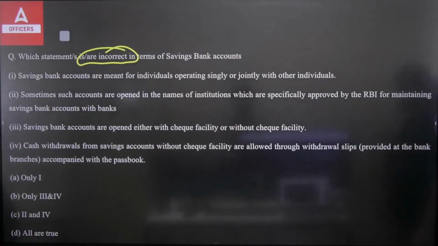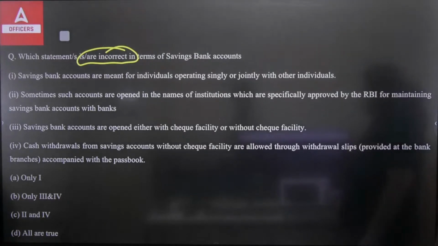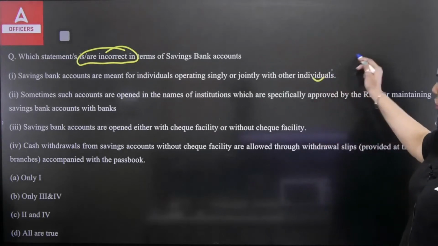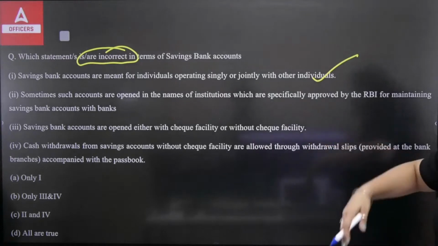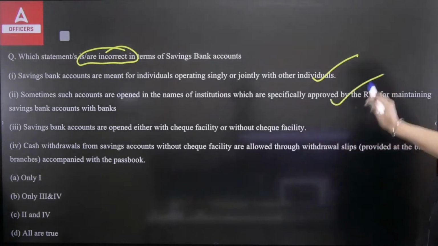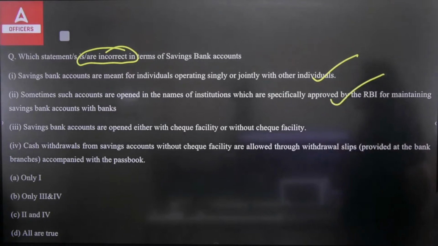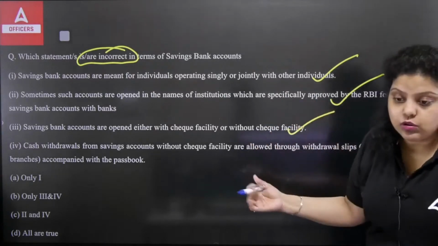So I think first, if I'm talking about that the savings bank accounts are meant for individual persons operating jointly or singly, that is true. This is not incorrect. The second is saying sometimes such accounts are opened in the name of an institution also, but for that you have to take RBI's permission. This is also true. The third, savings bank accounts are opened either with a check facility or without a check facility. That is also true.